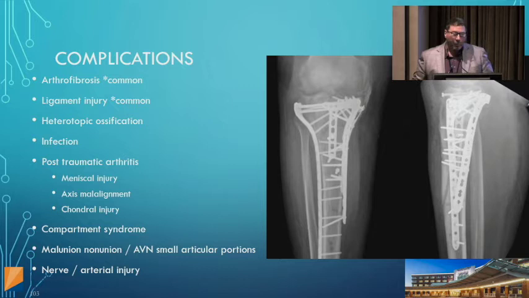Occasionally, there are ligamentous injuries that get addressed later, and meniscal injuries get addressed later as well. It's really not feasible to address them at the time of taking care of the fracture. Some of these patients do go on to post-traumatic arthritis and end up needing knee replacements. We're always concerned about compartment syndrome in the early stages of the injury and following the surgery. And we're always wary of nerve and arterial injuries.